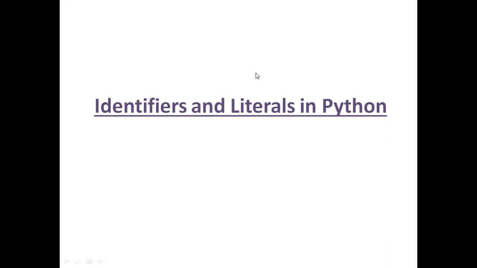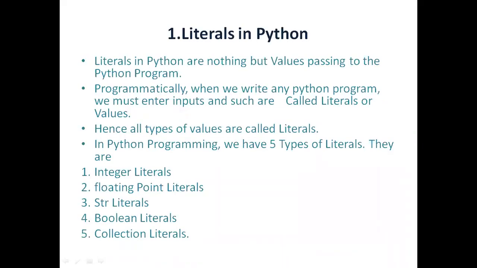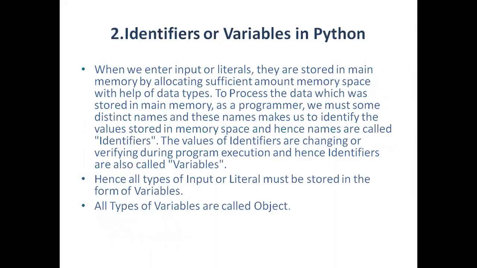Now after that, we discussed what are literals, and we have 5 types of literals. Literals are nothing but values that we pass to the Python program. The 5 types are integer literals, floating point literals, string literals, Boolean literals, and collection literals. Then we discussed identifiers or variables in Python.